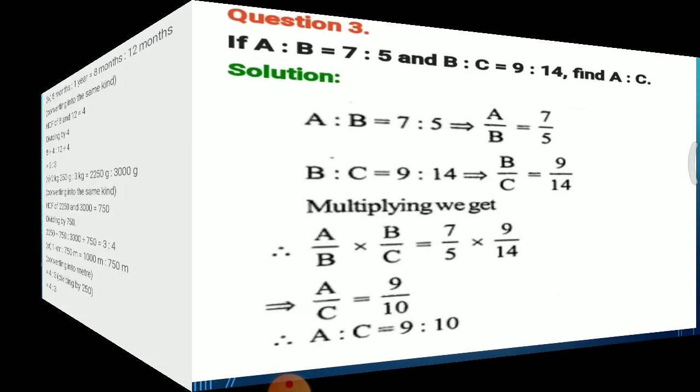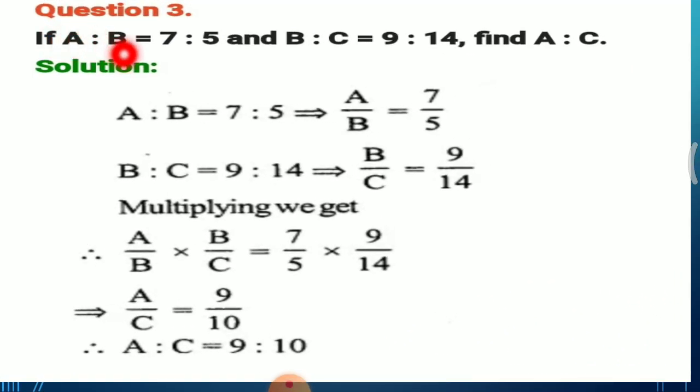Question number 3 is: if A ratio B is equal to 7 ratio 5 and B ratio C is equal to 9 ratio 14, find A ratio C. At first you write down what is given here. A ratio B is equal to 7 ratio 5 means A by B equal to 7 by 5. And B ratio C is equal to 9 ratio 14 means B by C is equal to 9 by 14.